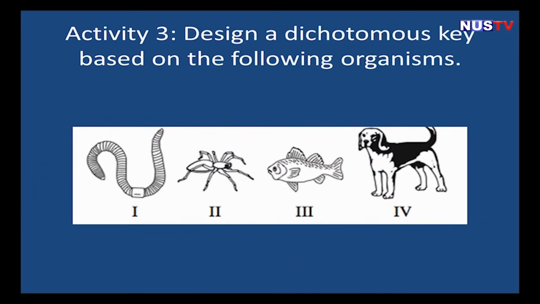So let's look at our activity 3. Design a dichotomous key based on the following organisms. Like I've mentioned before, always try to choose the odd one out. So what is one organism that you see in the diagram that is totally different, or you can characterize it in a different group from the ones you see on the screen? So you have an earthworm, a spider, a fish, and a dog. Take some time to think about your dichotomous key before you design it.